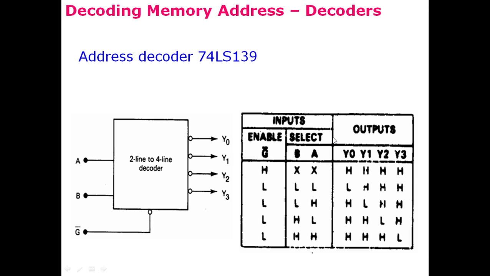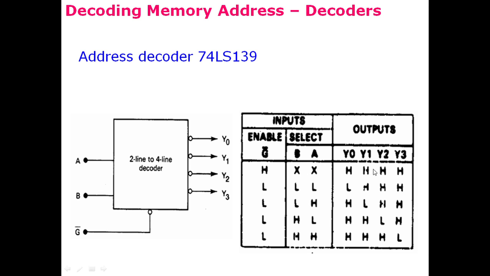Here we have the truth table, or characteristic table, for this decoder. We have 3 inputs: one is the enable pin and the other 2 are the select lines. So for G prime, when G prime is high, regardless of the inputs, all of the outputs are high.